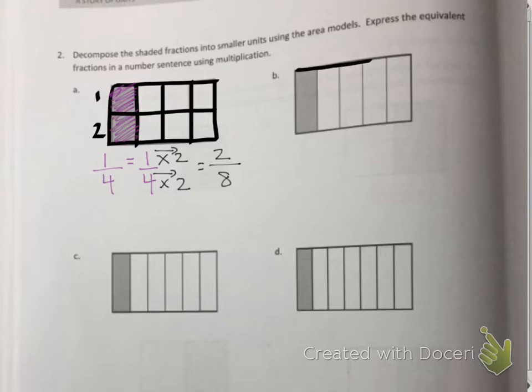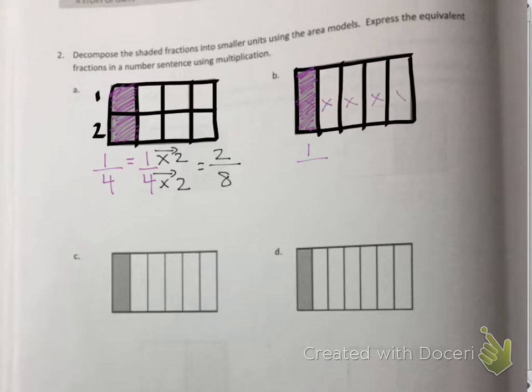So with B, I'm going to be doing the same thing, drawing out this area model just so you can kind of see it clearly. There we go. Okay, I have 1, and then 1, 2, 3, 4, and 5. So I have 1/5 here, okay? I'm going to write 1/5 again. I'm going to write multiplication signs. All right, and then we can decompose this however we want to.